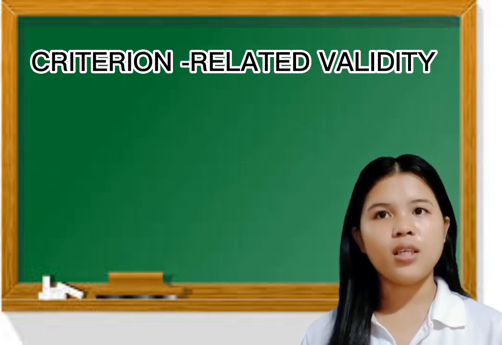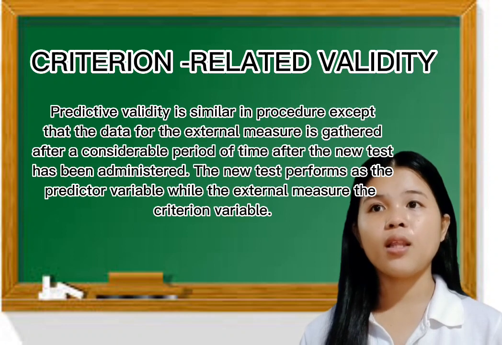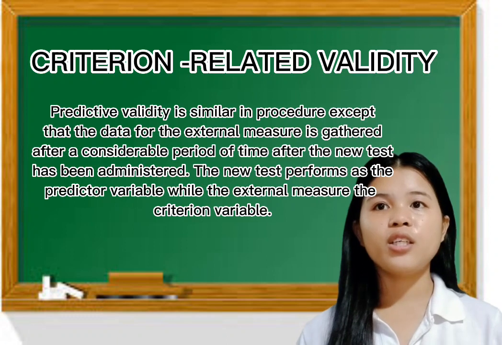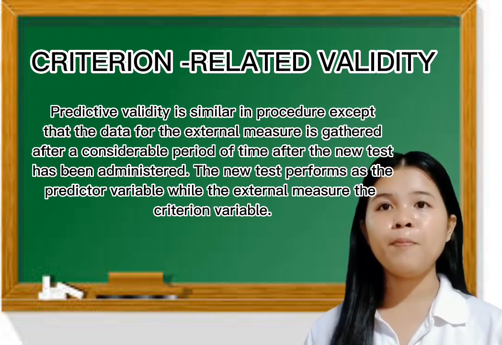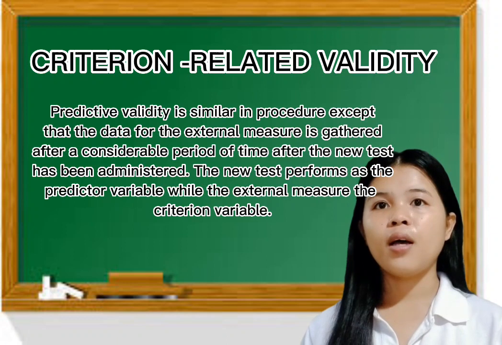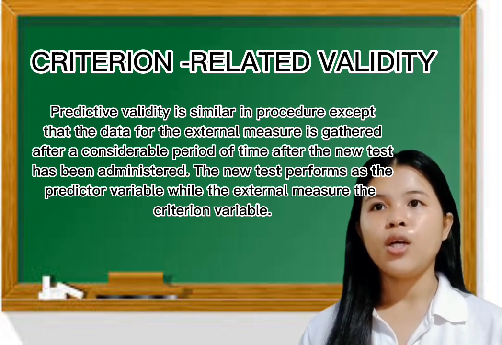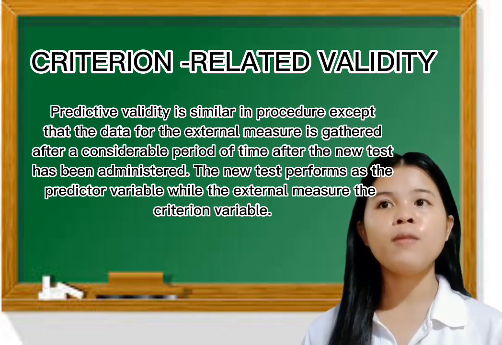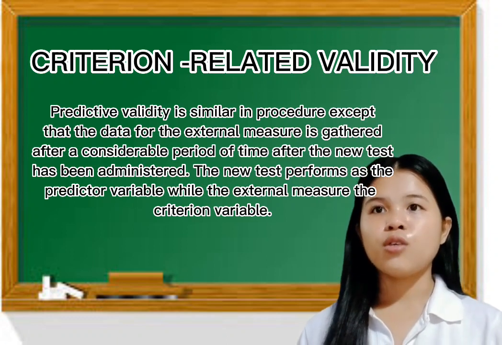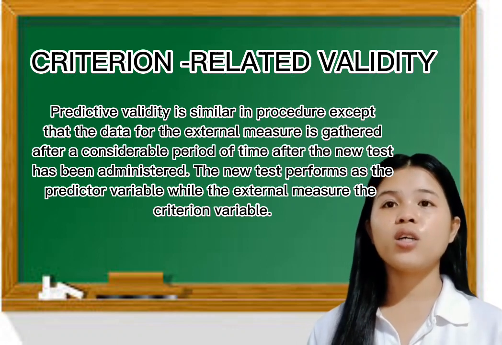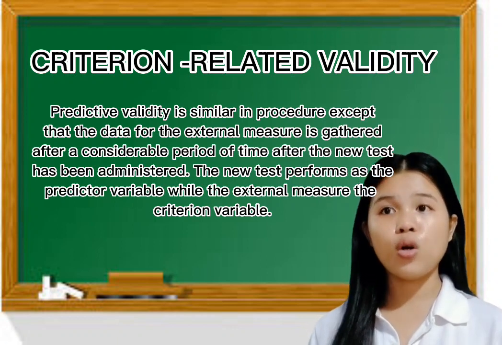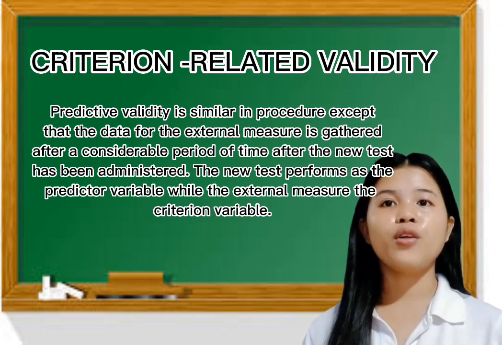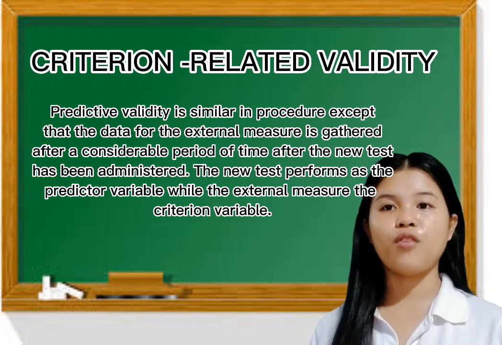Predictive validity is similar in procedure, except that the data for the external measure is gathered after a considerable period of time after the new test has been administered. So the new test performance is the predictor variable, while the external measure is the criterion variable. For instance, predictive validity for an entrance test is evident if the scores can predict students' grade average for the first semester, based on the magnitude of correlation between these variables.